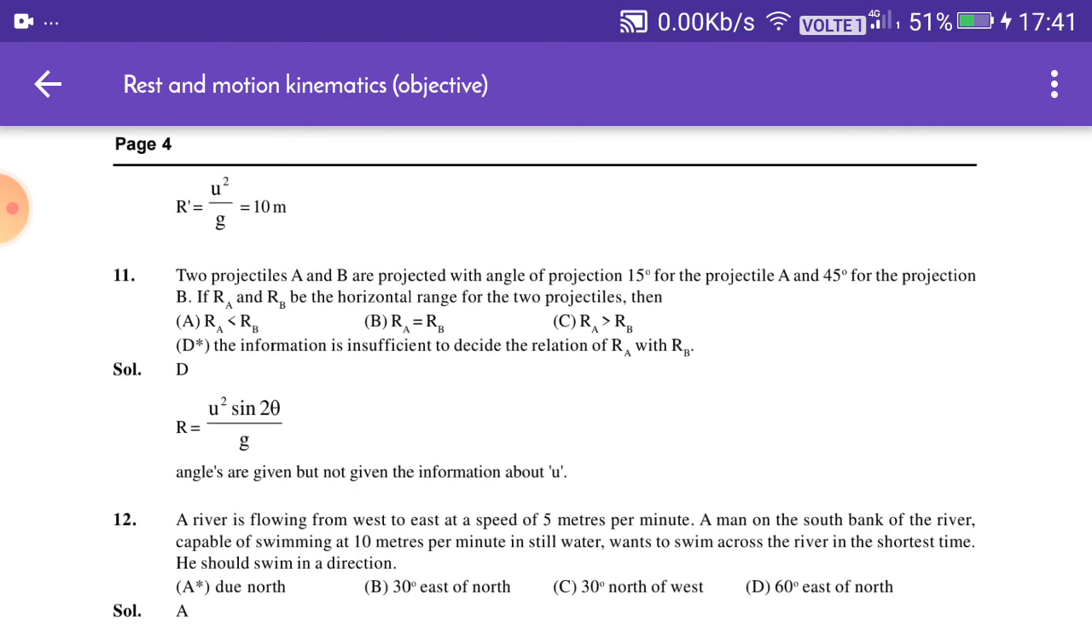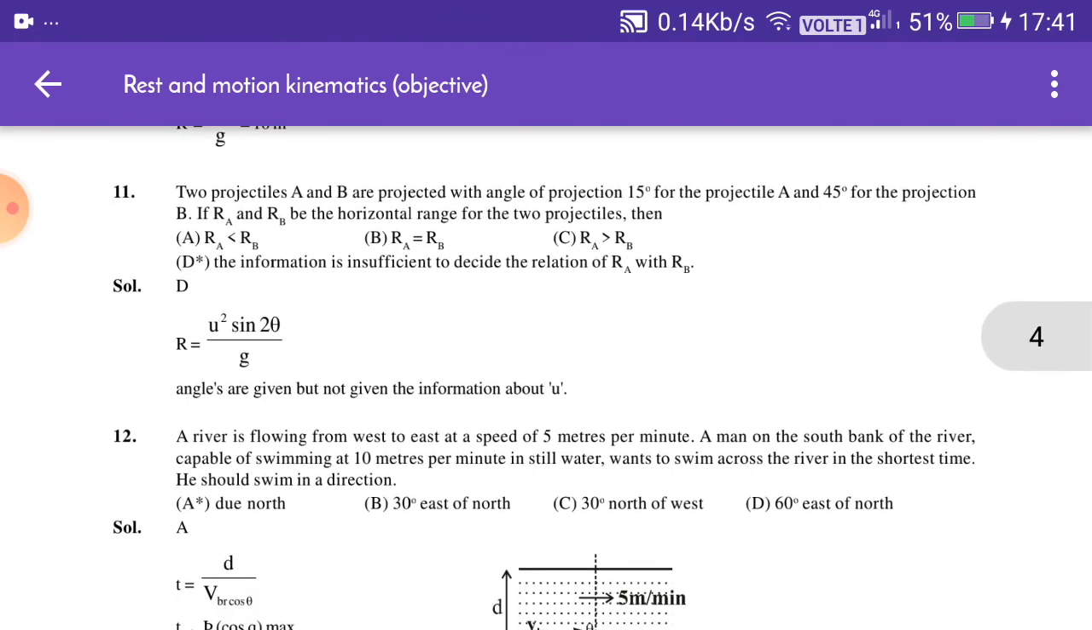The two projectiles are there, one is A and another is B, projected with angles of projection 15 degrees for projectile A and 45 degrees for projectile B. If RA and RB are the horizontal ranges of the two projectiles, then here you see information is insufficient, because R is equal to u square sine 2 theta by g.